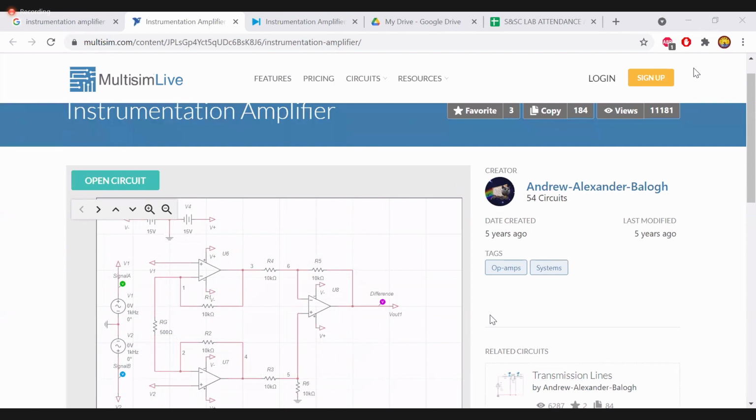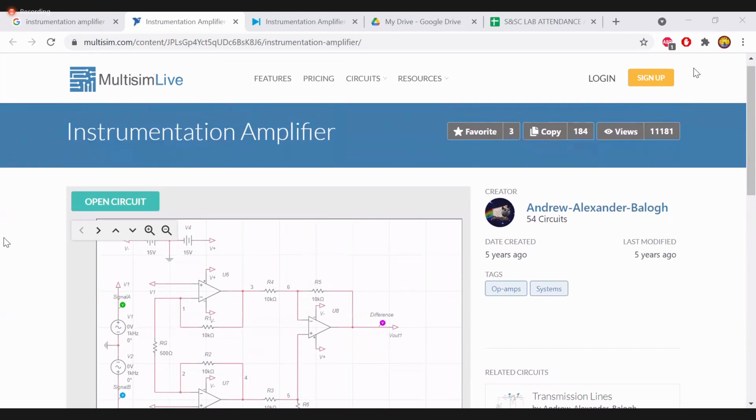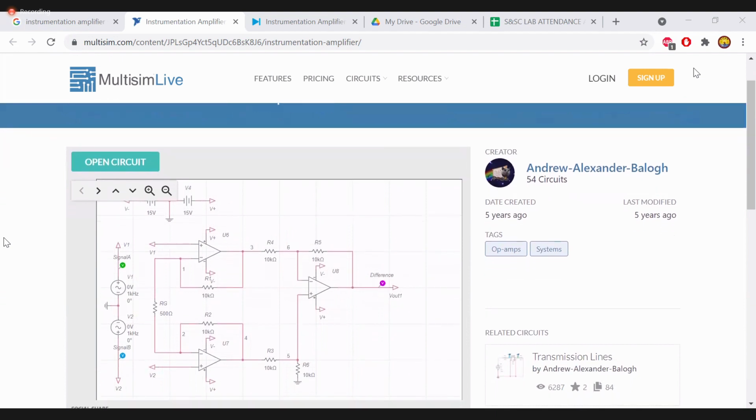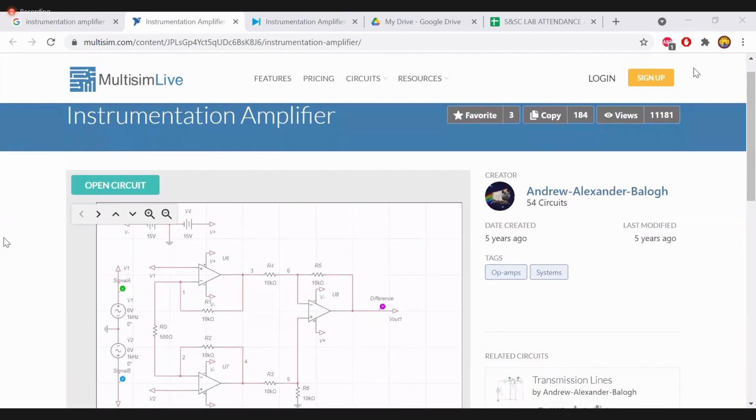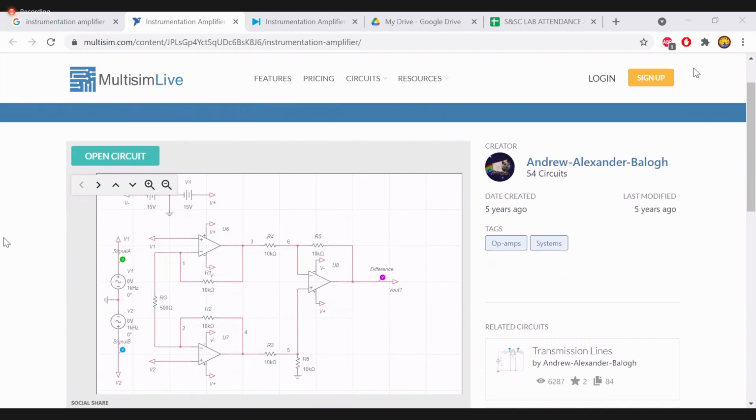Students, today we will do two experiments. First one is instrumentation amplifier and second one is Wheatstone bridge. Already we have covered these two topics in theory class. So today we will complete these two experiments. And here I am showing you one website, that is Multisim Simulation Lab. And here you can see instrumentation amplifier circuit.